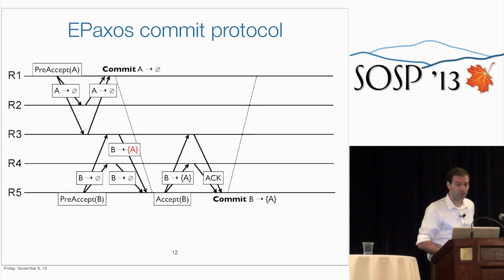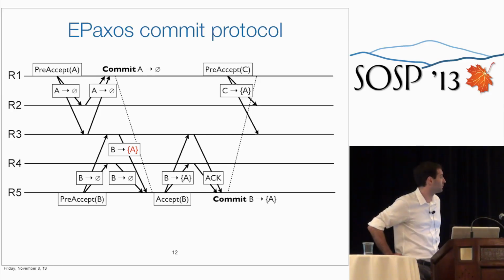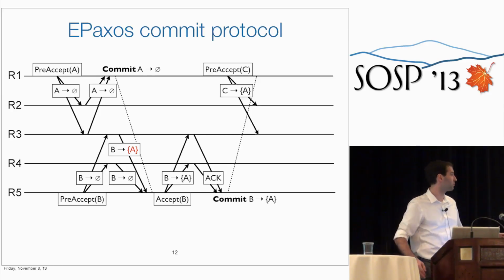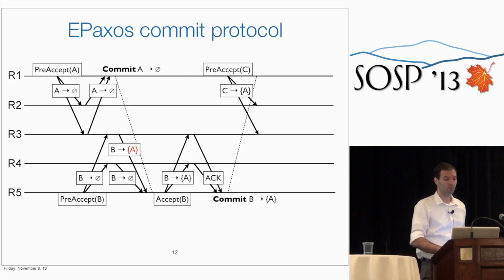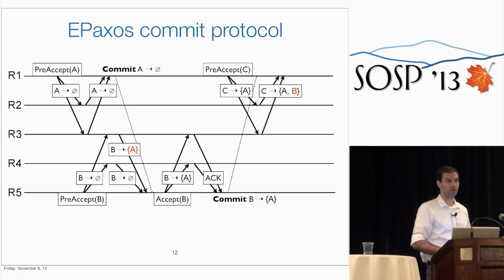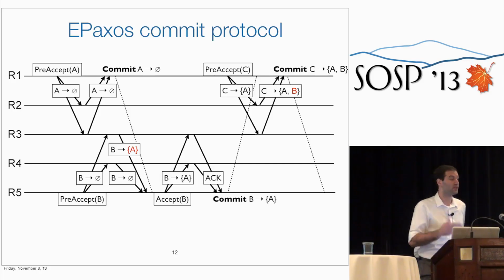And one last example, let's say C is proposed to R1. R1 hasn't seen the commit for B at this point, says C depends only on A. But of course, R2 and R3 have seen the commit for B, and they say C depends on both A and B. And because R2 and R3 agreed, R1 can commit locally and notify everyone asynchronously.